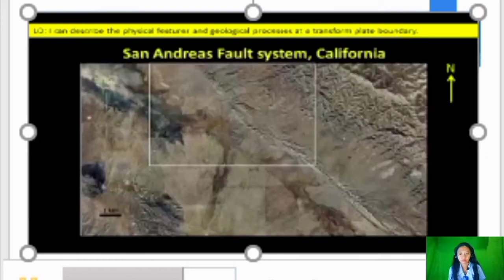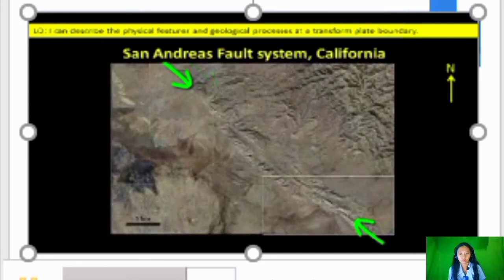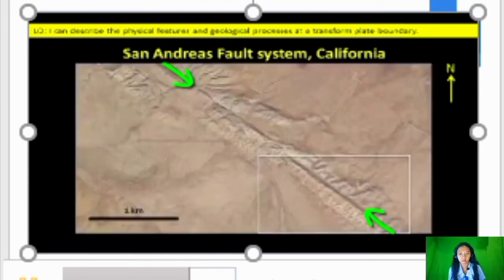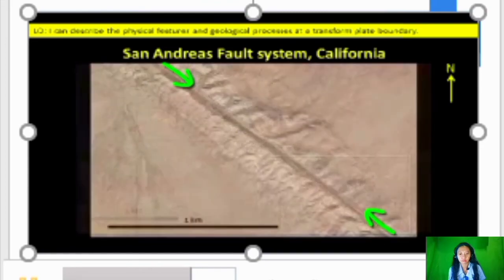Let's take a closer look at the boundary in the desert of Southern California. The white rectangle represents the field of view for the next image. Zooming in from above on a segment of the fault in the desert, we can make out a linear trace that runs northwest to southeast through the image.